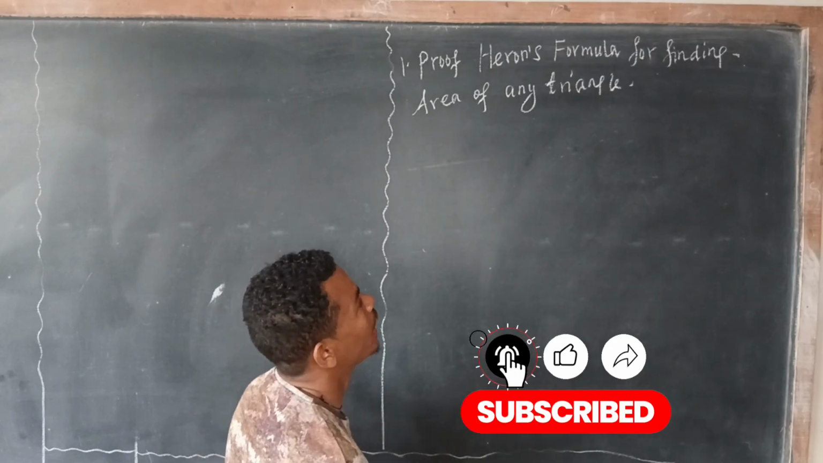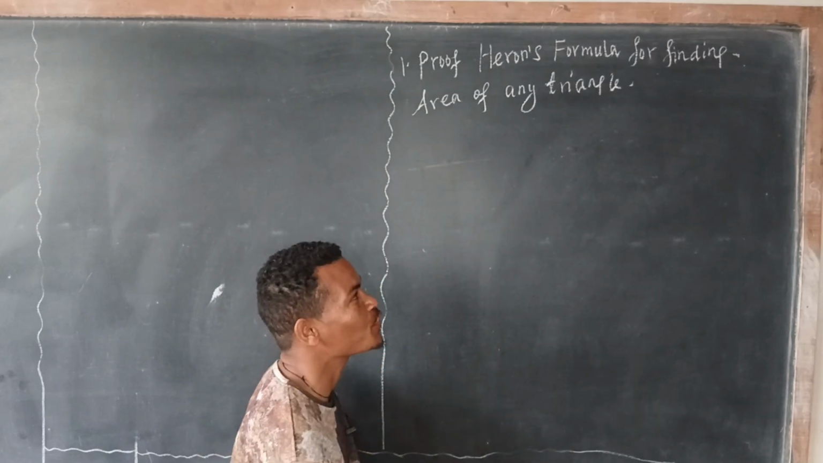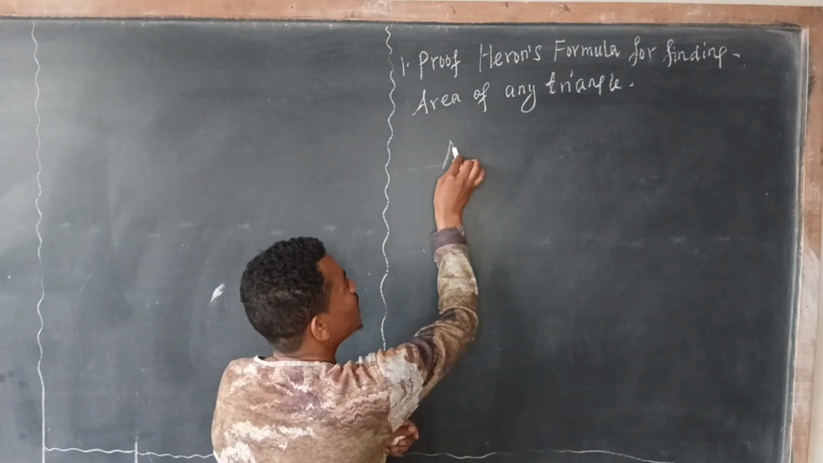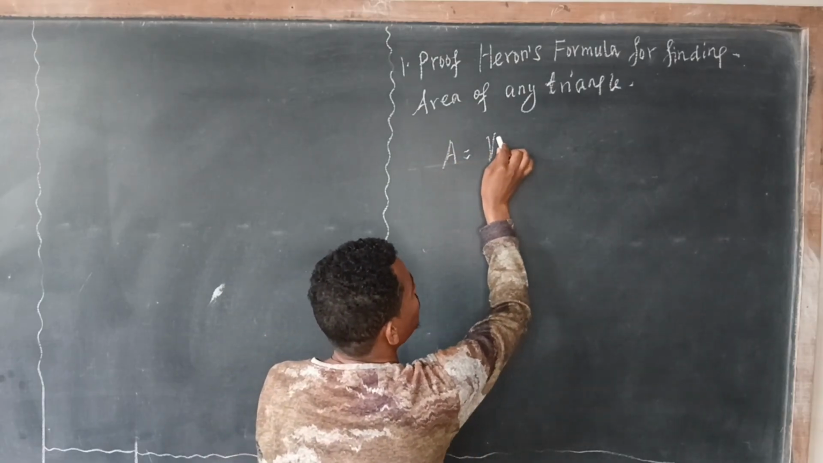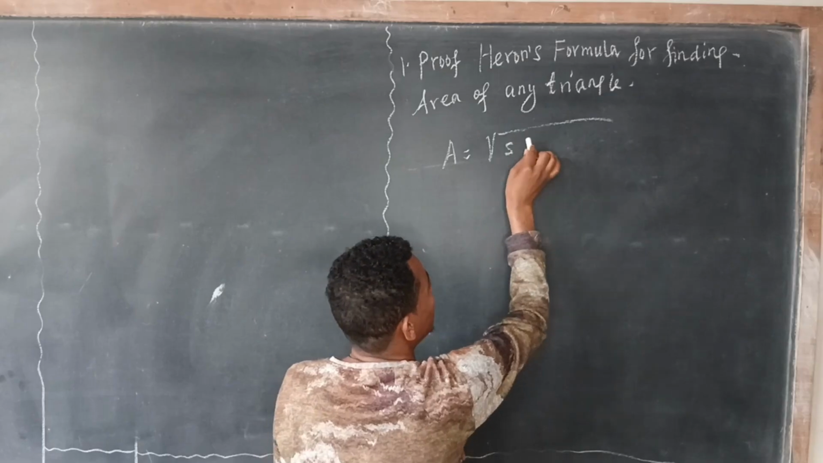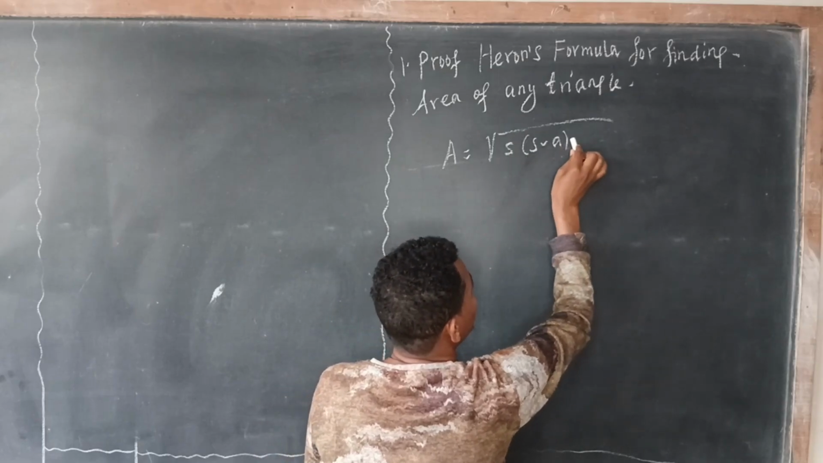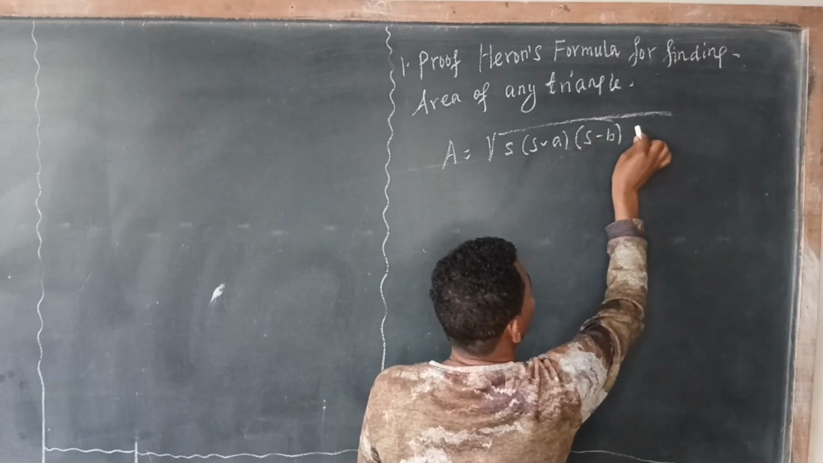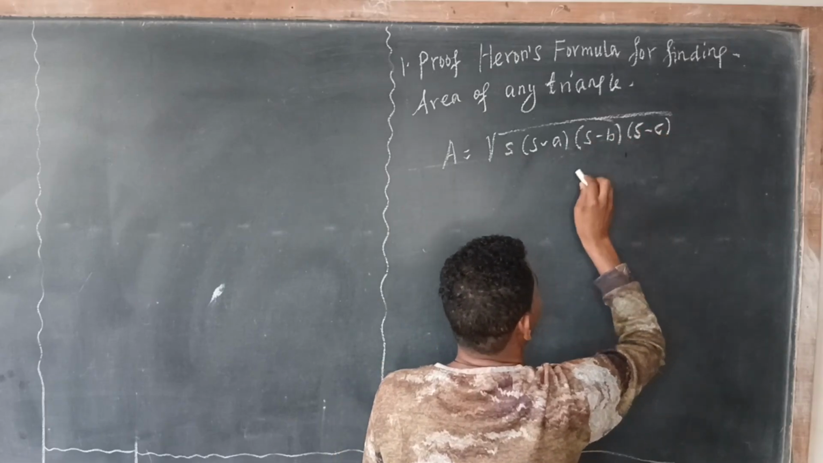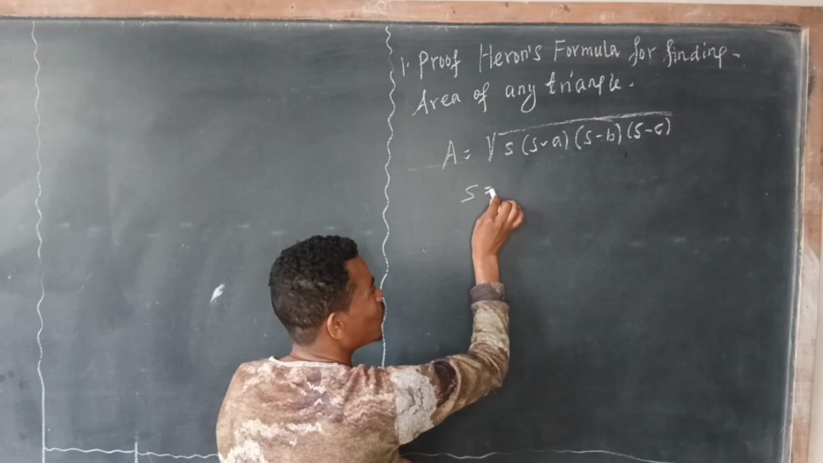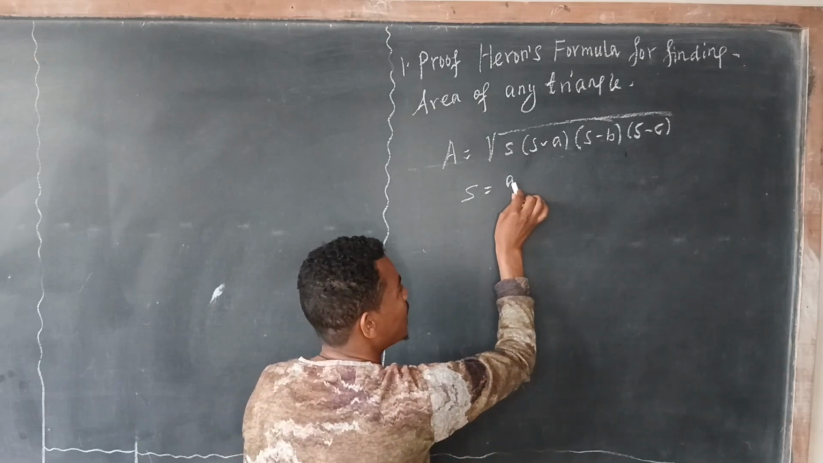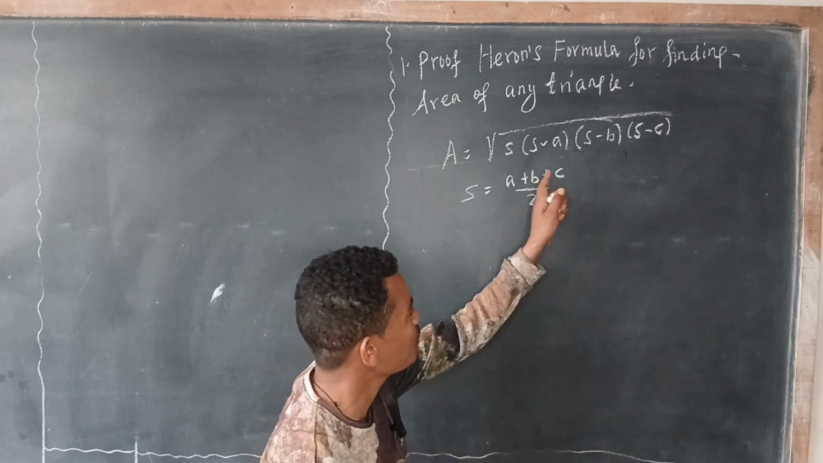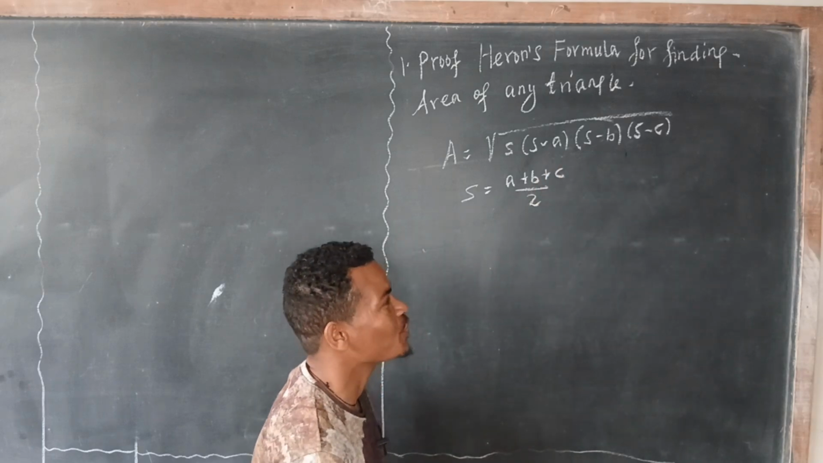Okay, prove Heron's formula for finding the area of any triangle. That is Heron's formula: area is equal to the square root of s times (s minus a) times (s minus b) times (s minus c), where s is half of the perimeter, that is (a plus b plus c) over 2, and a, b, c are the side lengths of any triangle.